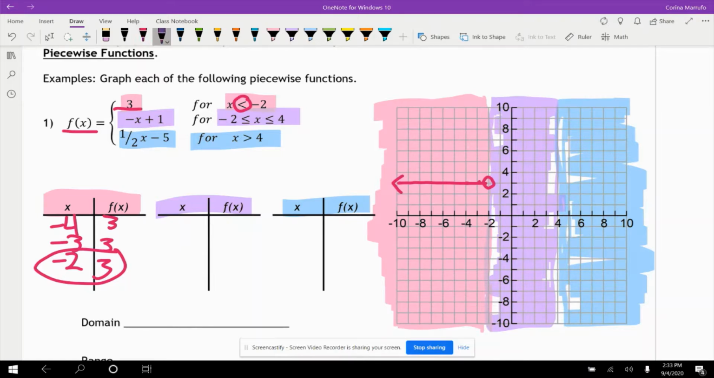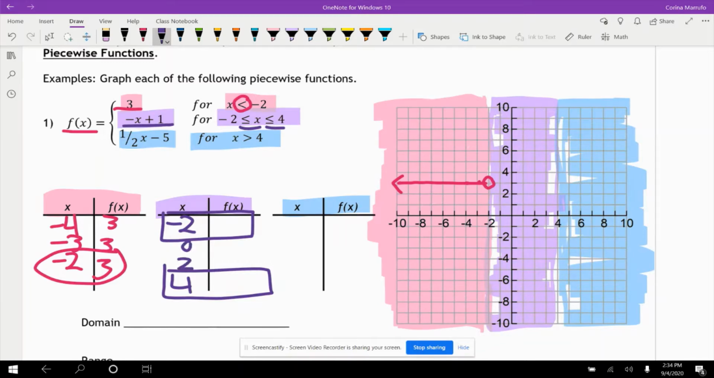All right, the next section here is negative x plus 1 between negative 2 and 4. So I am going to have to use negative 2 and 4. I'll pick a few numbers in between. But because of the equal to signs, it does touch it. So I'm going to go ahead and make a box around them just to make sure that I remember to make a closed circle. Okay, and so numbers between negative 2 and 4, we have negative 2. I'm going to pick 0, and let's pick 2.